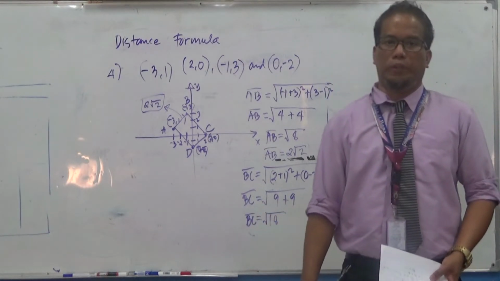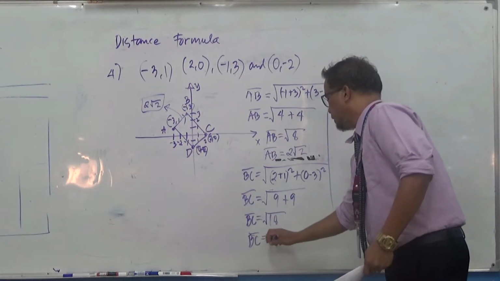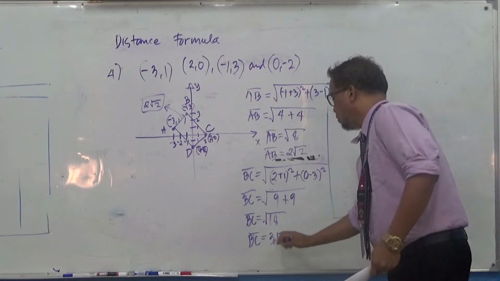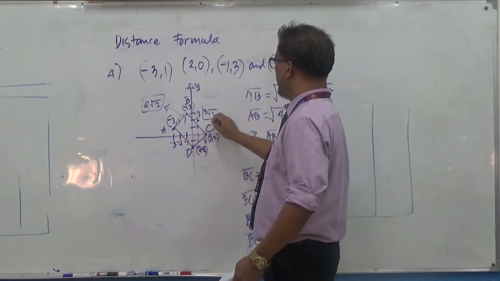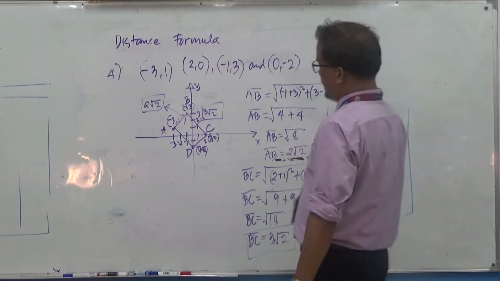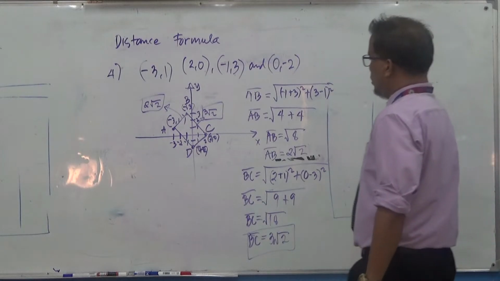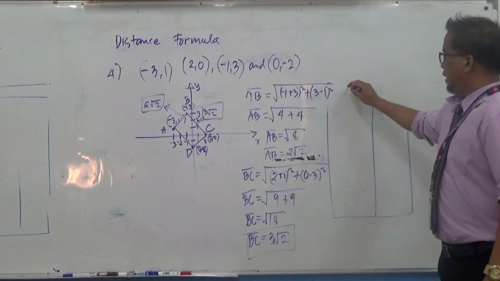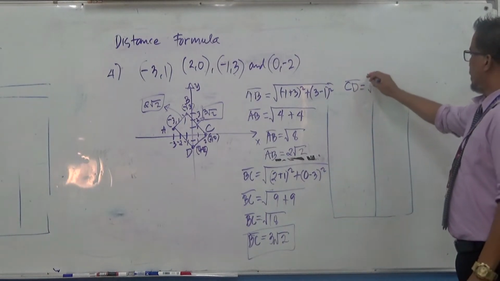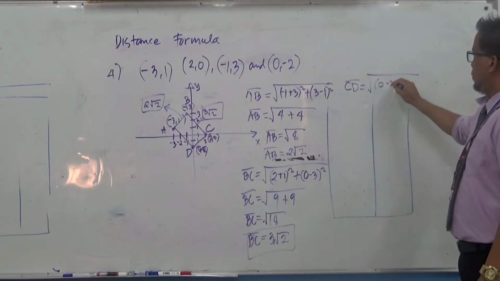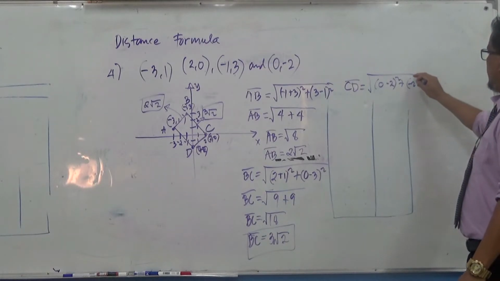So how are we going to simplify the square root of 18? The answer now is segment BC is equal to 3 square root of 2. So we have now 3 square root of 2 here for segment BC. Now, let us check segment CD. To find segment CD, your x sub 2 is 0. So the square root of (0 - 2) squared plus (-2 - 0) squared.